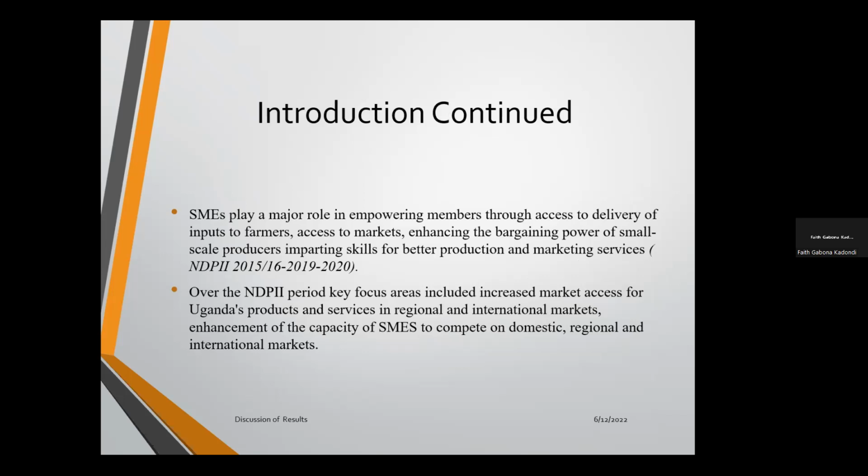This research is interested in looking at SMEs because SMEs play a major role in empowering individuals in societies through access to, and delivery of, inputs to farmers. I am looking at coffee farmers. So they play a major role in giving these coffee farmers access to markets, enhancing the bargaining power of small scale producers, and imparting skills for better production and marketing services. They help small and medium scale coffee farmers along the entire value chain.